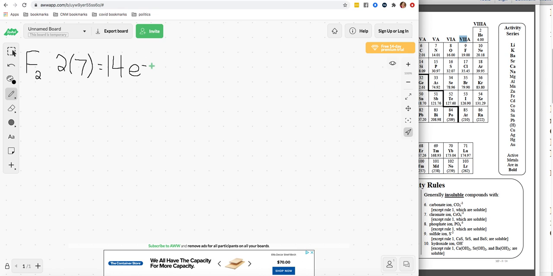And I apologize for my terrible handwriting. I'm writing with a mouse here. So hopefully it's all at least legible.